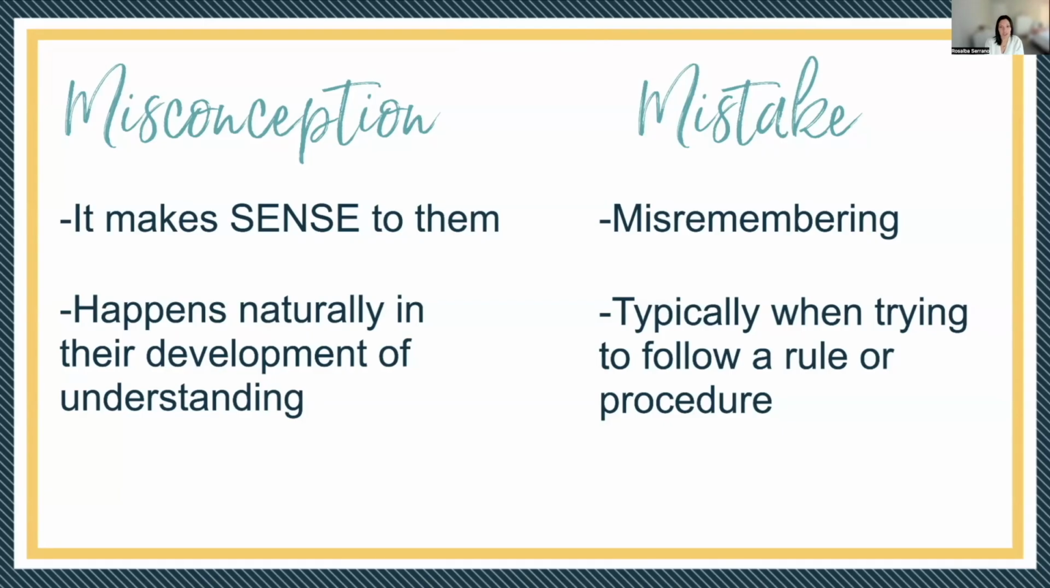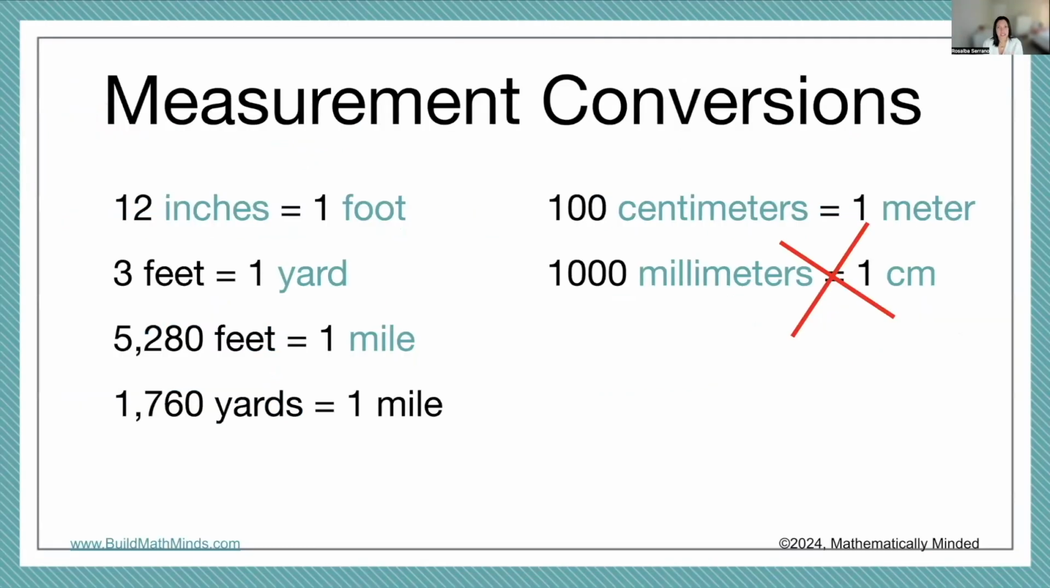Now, a misconception happens naturally as students are building their own understanding and reasoning. The misconception makes sense to the student because it's based on their understanding. A mistake is quite different. A mistake is usually when a student misremembers or misunderstands factual knowledge. So they often show up when a student is trying to follow a rule or a procedure that they don't fully understand. Let's take a look at one misconception that happens around measurement conversions.